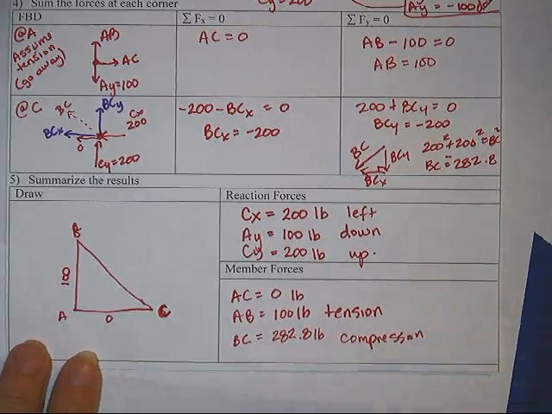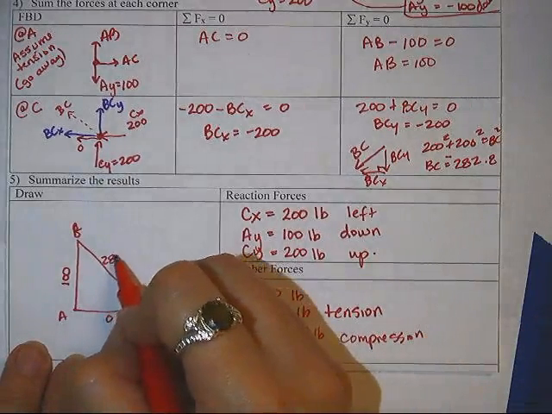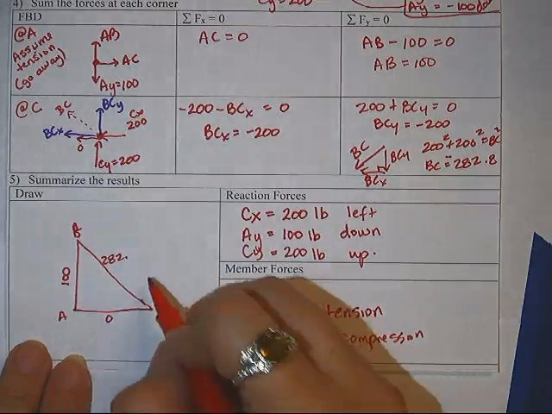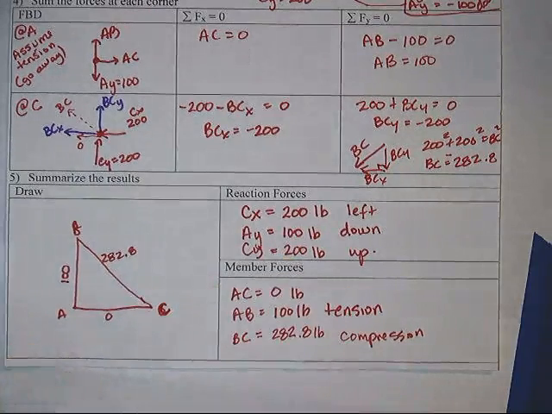So when I picked a member for that side, I would need to pick a beam there that could withstand 282.8 pounds of compression. That's all there is to this. We just finished the whole truss problem.